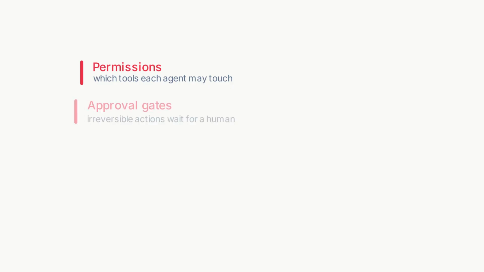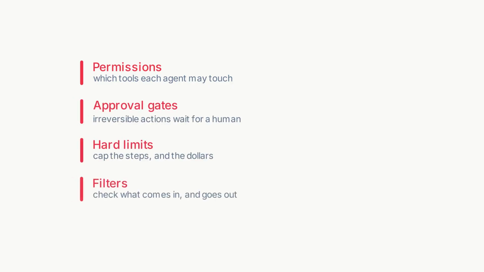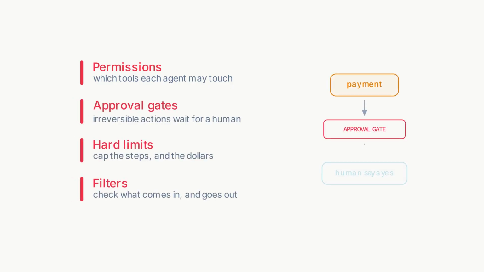So mature systems are wrapped in guardrails, layers of them. Permissions decide which tools each agent may touch at all. Approval gates pause the risky moments. Anything irreversible, payments, deletions, messages to real customers, waits for a human to say yes. Hard limits cap how many steps and how many dollars any single run can consume, and filters check what comes in and what goes out.